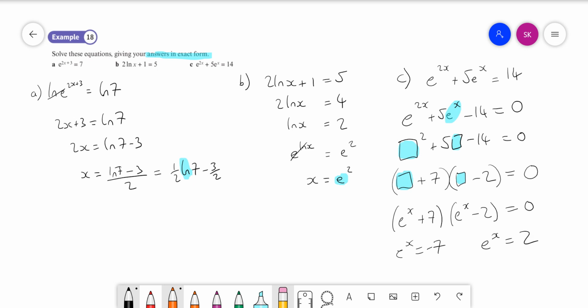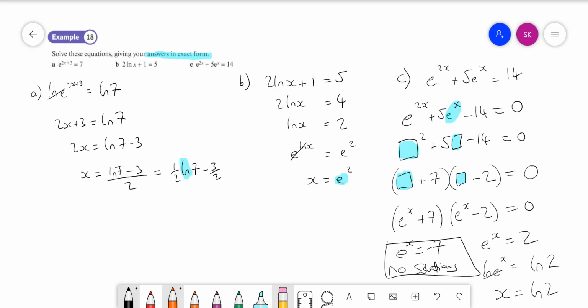Now, because e is a positive number, e to the power of anything cannot give us a negative. So this one here has no solutions, so we can ignore that for the time being. And now we're left with e to the power of x equals 2. So I'm going to take ln of both sides. It's going to cancel this, and I'm left with x equal to ln 2.